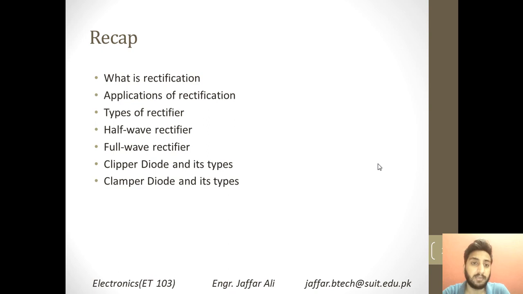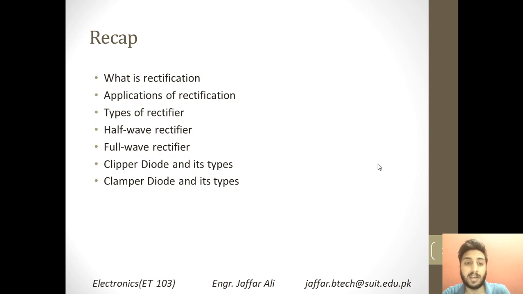Let's start with the recapitulation of the previous lecture. In the last lecture, we learned about rectification, what rectification is, and we learned about different applications of rectification, why we need and why we use rectification. We learned that rectification is a process of conversion of AC into DC, and because nowadays there are several devices that are operated at small DC voltages, for that purpose we need a rectification process.